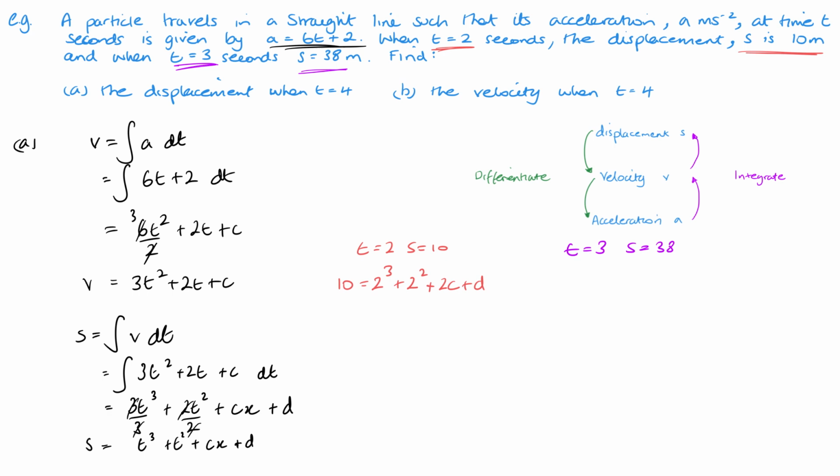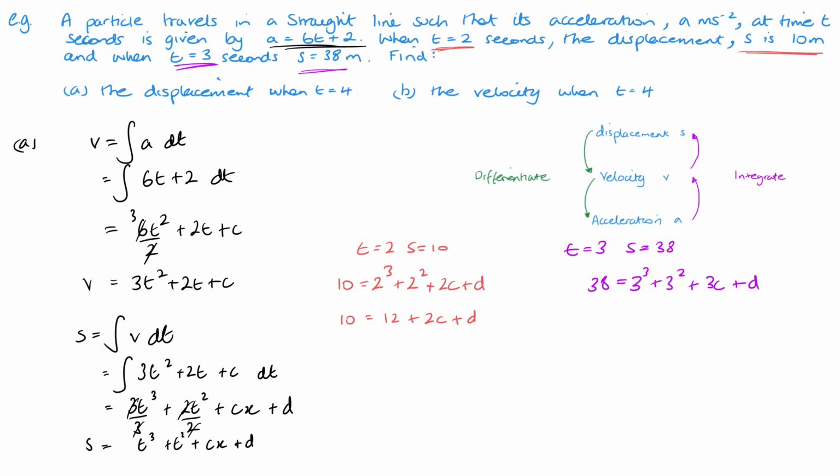And we'll simplify that in a second, but the other one is 38 equals 3 cubed plus 3 squared plus 3c plus d. So all I want to do is just a little bit of simplifying. So 10 equals 12 plus 2c plus d. It makes sense just to get my constants on one side.